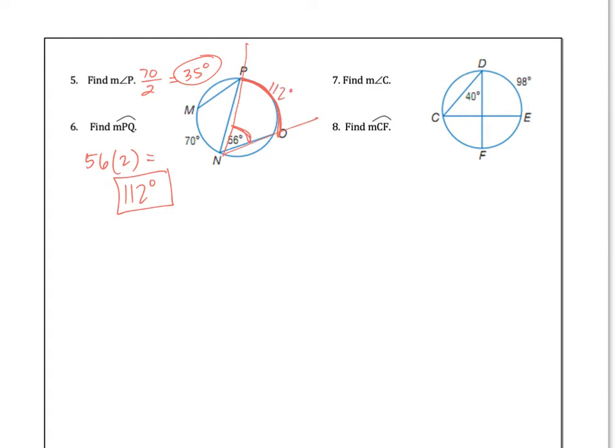Let's try number 7. Find the measure of angle C. So what I like to do is I like to think, where does angle C open up to? There it is. To me, it looks like it opens up to this 98 degrees, and we want to find that angle right there. So the angle should be half of the arc. So take 98, divide by 2. 49 is your answer.